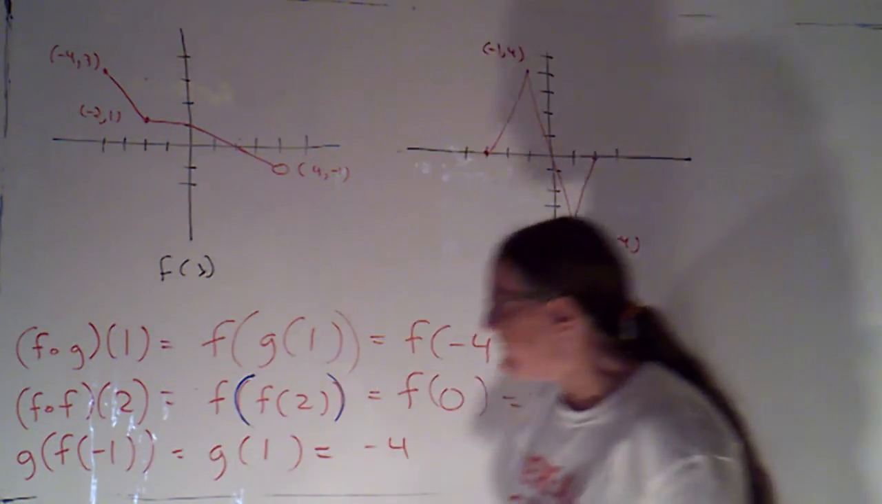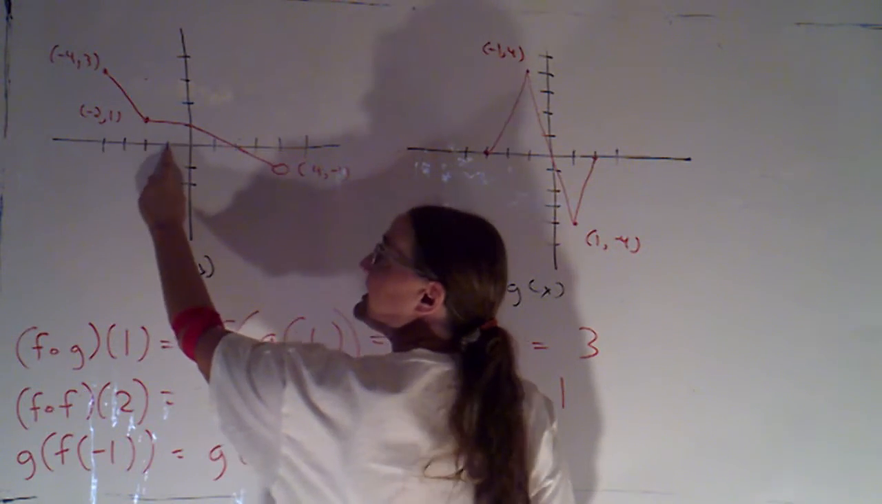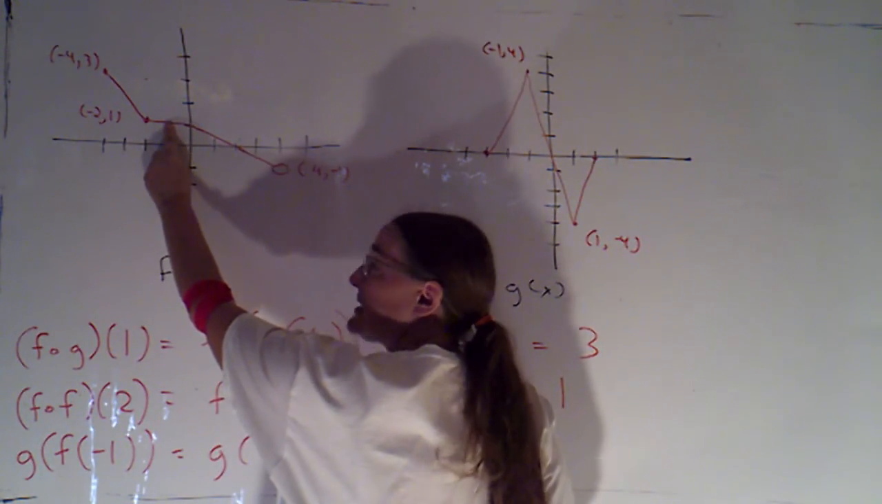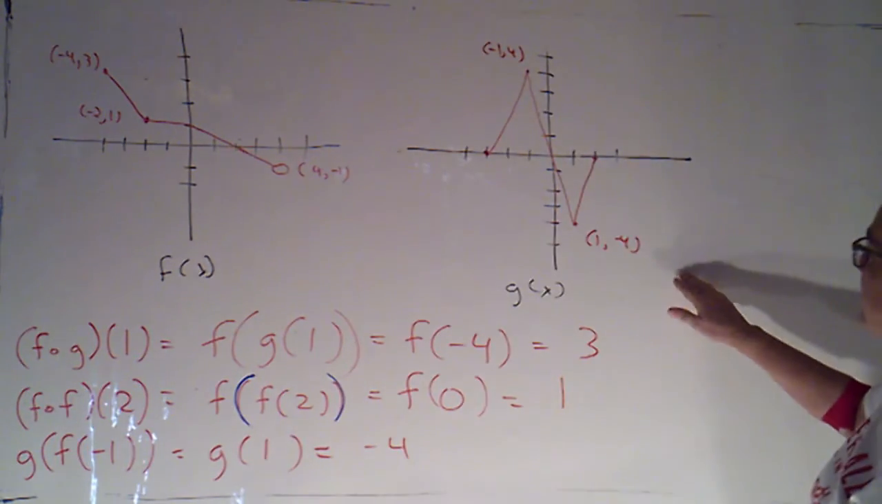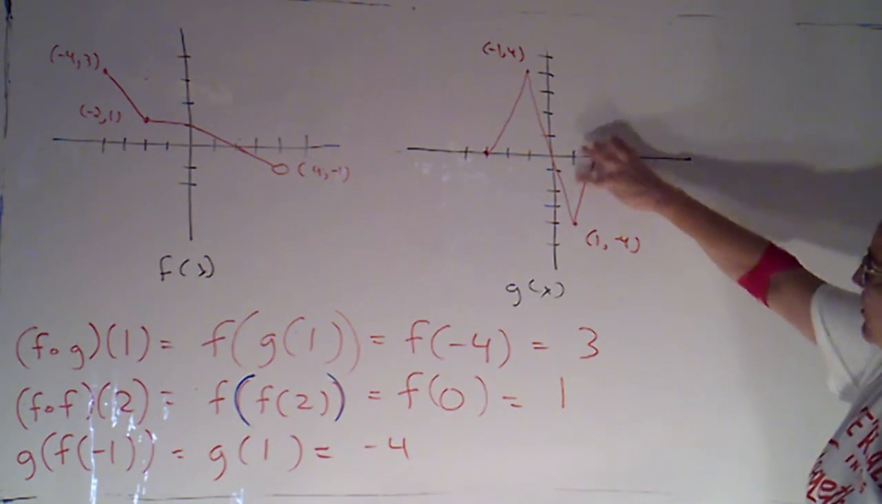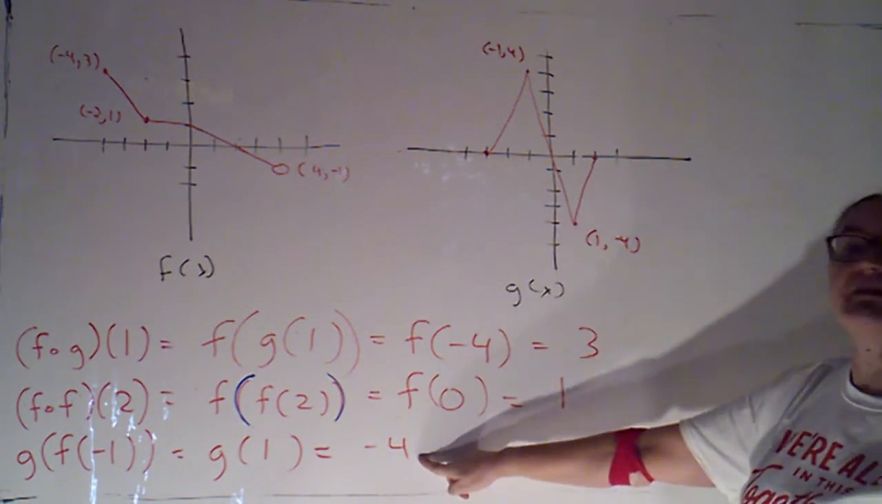For g of f of negative 1, I said let's look at the graph of f. When x is negative 1, we're up here at this height of 1. So this is equivalent to g of 1. On the graph of g, I can see when x is 1, the point on the graph is below it, down here with a y value of negative 4.